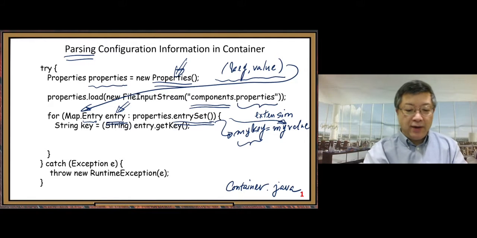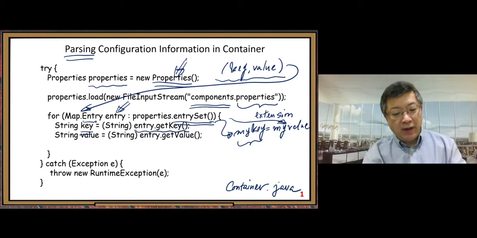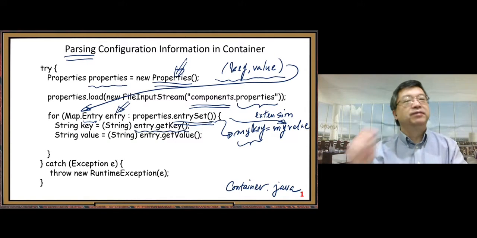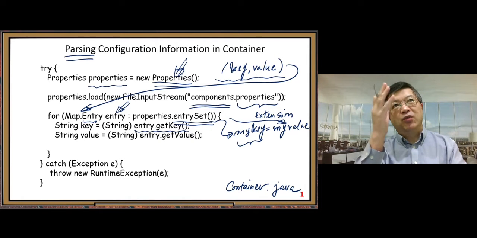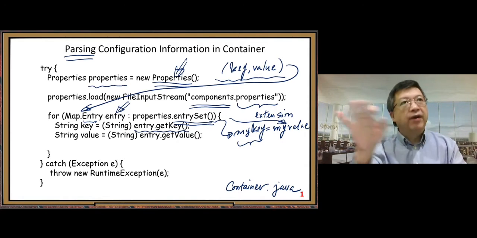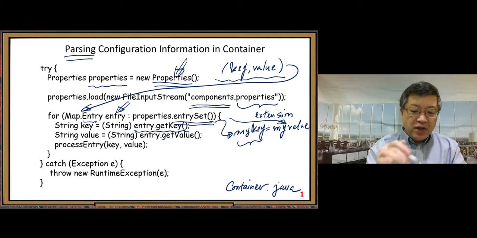Now the key, so we extract the key part: entry.getKey, extract the key part, so you get a key string. Then we get the value part: entry.getValue, we get the value. So that's the way you read key value for each property. Now you can use that to do further processing. So for the next processing, we call this processEntry and pass key value to this method. But what is this method, right?